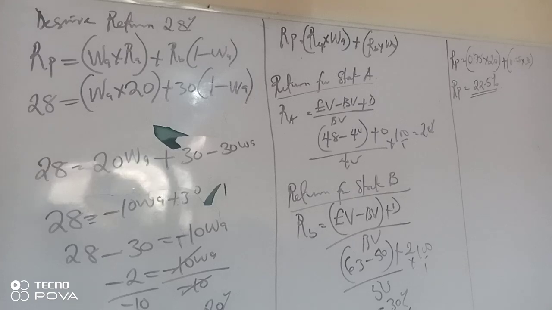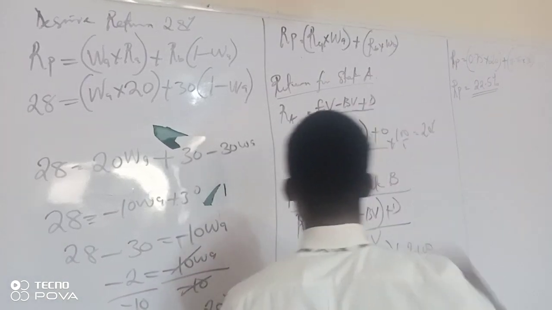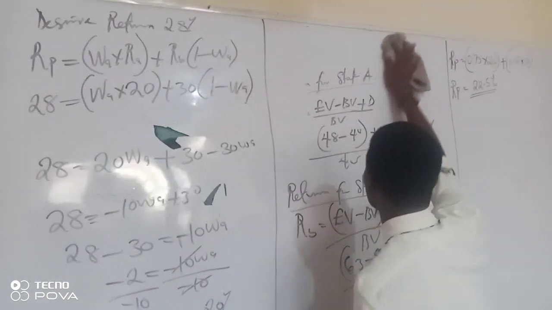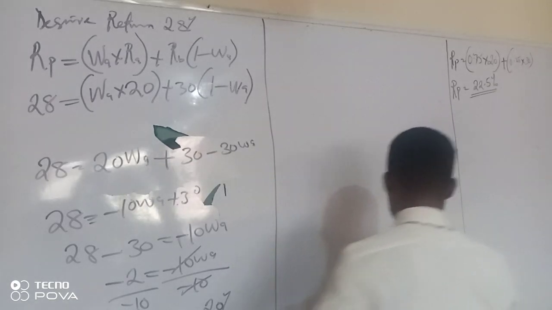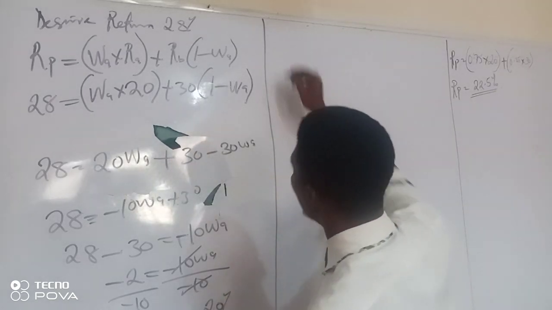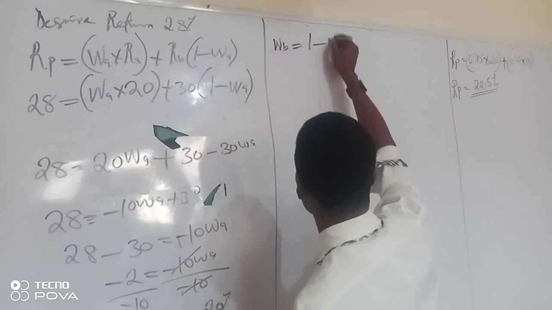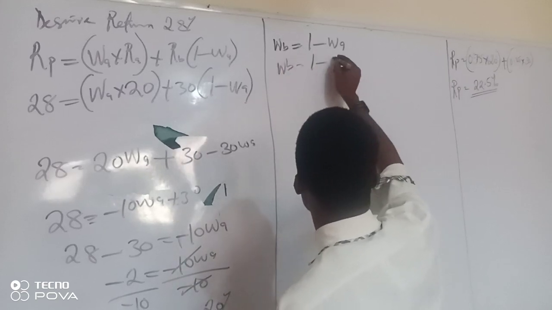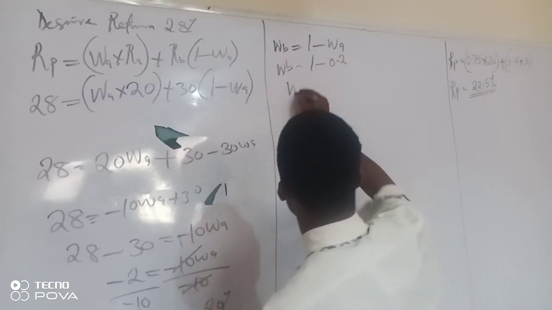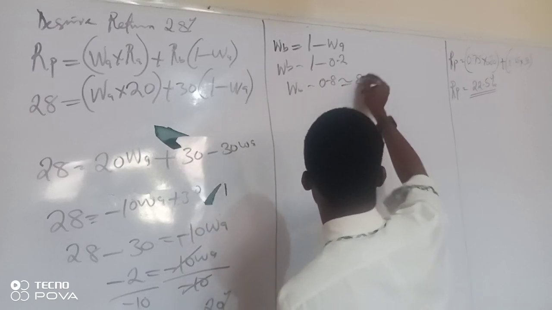So if our weight of A is now 20%, what will be the weight of B? 80%. So therefore, don't forget, we said our weight of B is equal to 1 minus weight of A. So therefore, weight of B is equal to 1 minus 0.2. So therefore, weight of B is equal to 0.8.